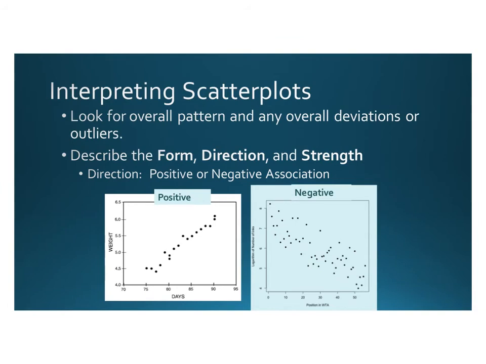We also have a word for direction. So remember on the previous slide we talked about form. Sometimes the word shape is used. For our words, we have positive association, meaning if I were to draw the regression line, the slope is positive. And then we have negative association, meaning if I were to draw the regression line, the slope would be negative.